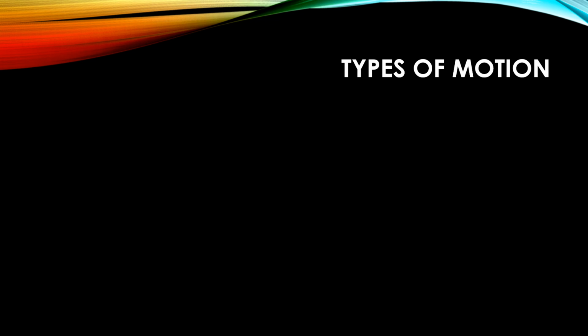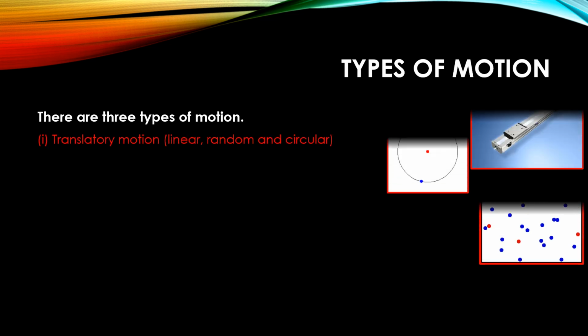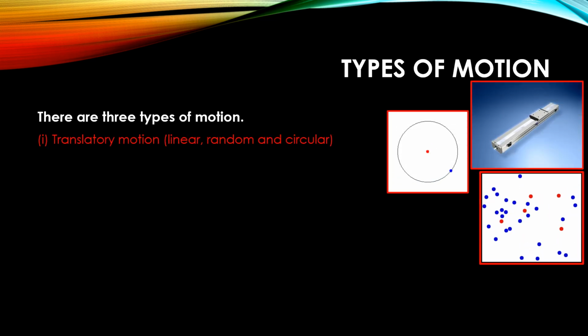Now we will discuss the types of motion. There are three types of motion. Translatory. The translatory motion has further three types. One is called linear. This is a linear motion: straight or lengthwise movement. Random, irregular or zigzag movement of the particles or the bodies, or motion along a circular path. All are the types of translatory motion.